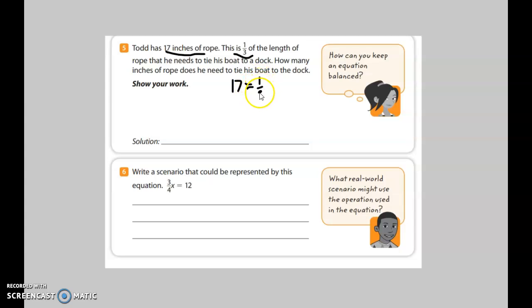The 1/3 needs to be attached to a variable. Oh goodness, that's a 3. And we're going to use the variable d for the amount he needs. And that does not look anything like a d. So I'm going to reset and redo it.